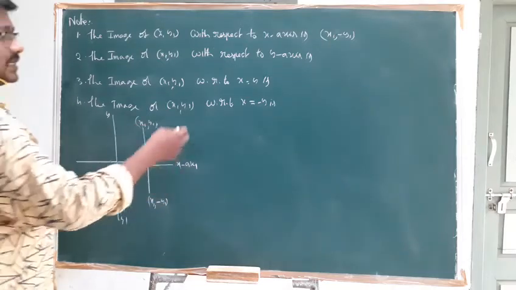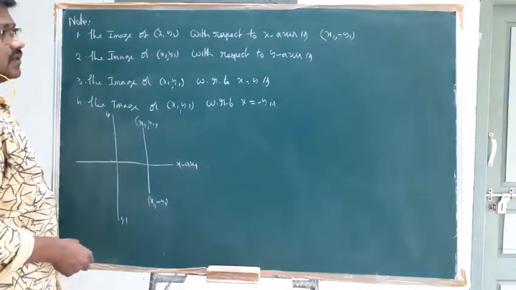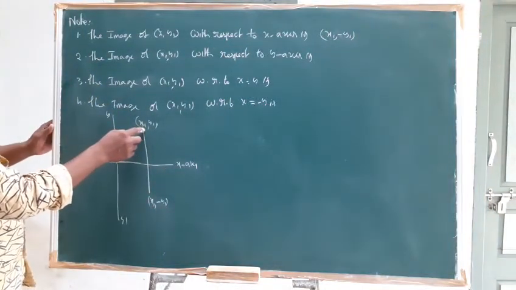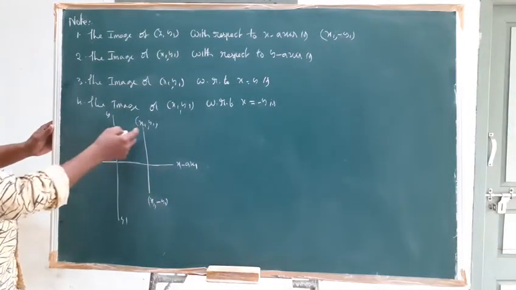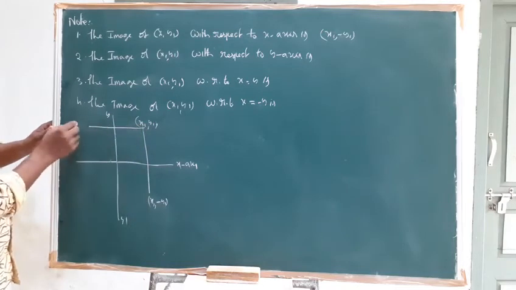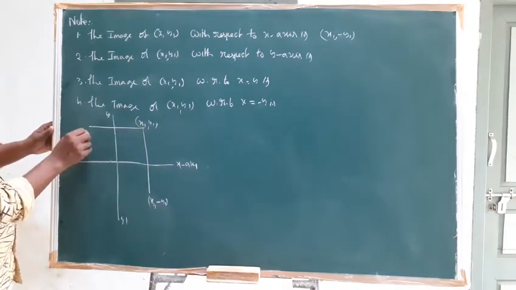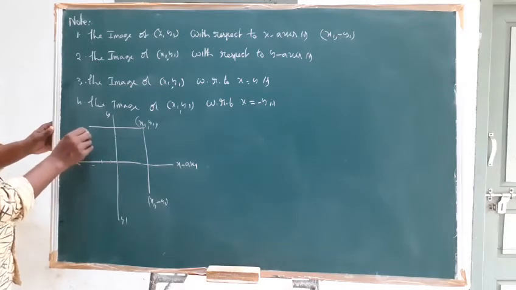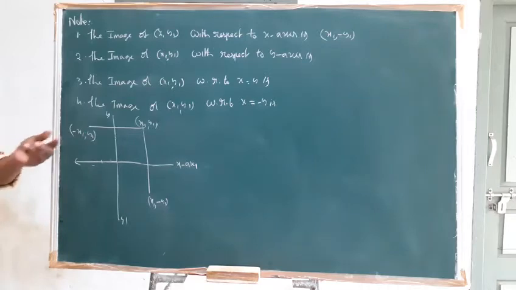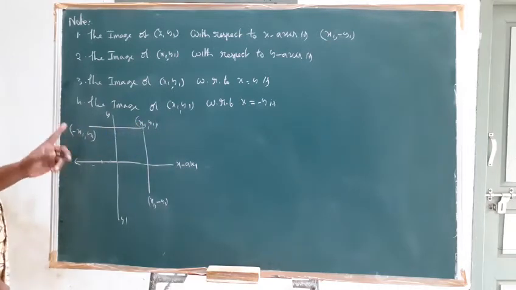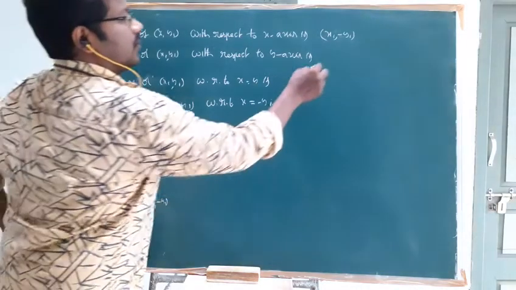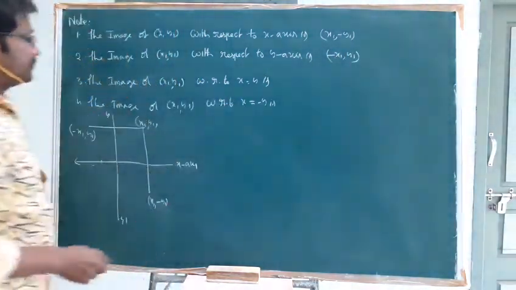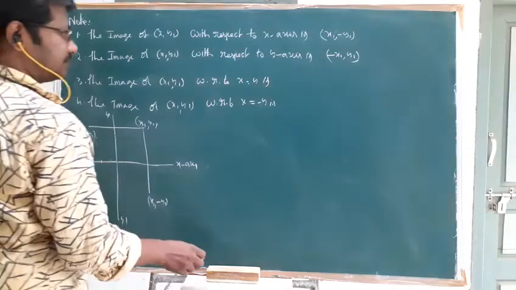Y1 value changes. Next, image of x1, y1 with respect to y-axis. So with respect to y-axis, what is this one? The x value goes in the negative direction now. So minus x1 comma y1. Image of x1, y1 with respect to y-axis is minus x1 comma y1. Yes children.